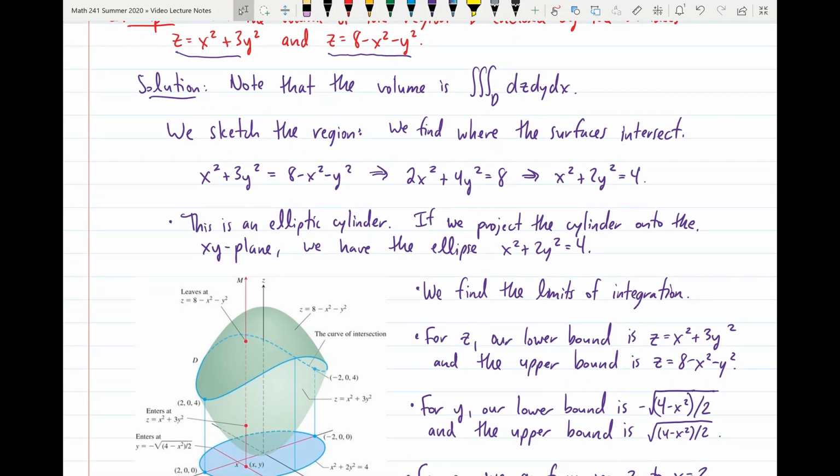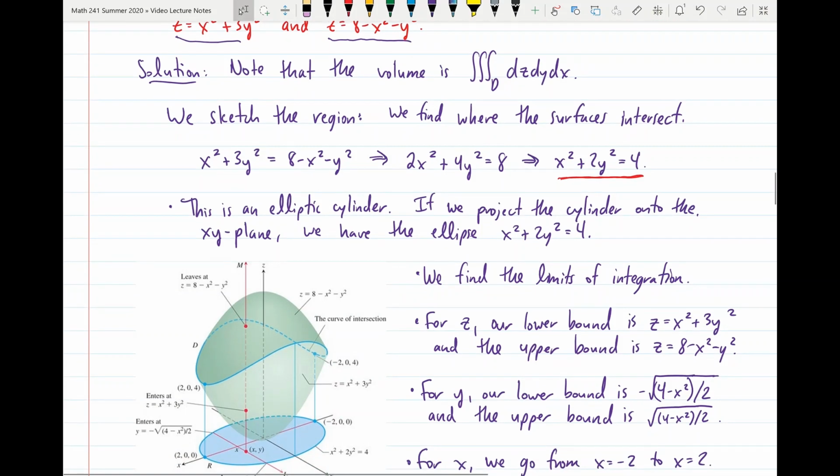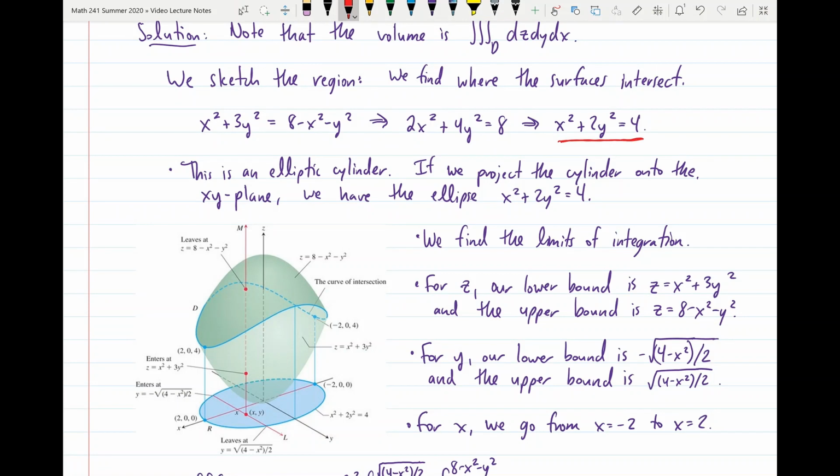We get things onto one side, and ultimately we end up with x squared plus 2y squared is equal to 4. This is an equation for an elliptic cylinder. If you forget about the variable z, that's going to be an ellipse in the plane, which you can see down in the diagram here in blue. But if you allow the variable z to roam, then we get a cylinder where each cross section looks like that ellipse, x squared plus 2y squared is equal to 4.